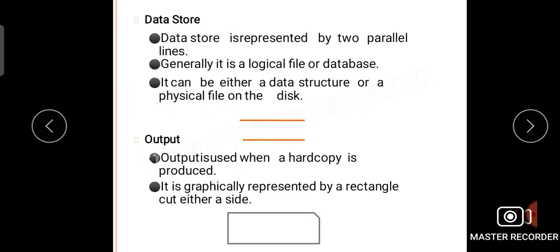Output. Whenever a system gives an output, this output can be represented graphically by a rectangle cut on either side. So output is used when a hard copy is produced, and it is graphically represented by a rectangle cut on either side.